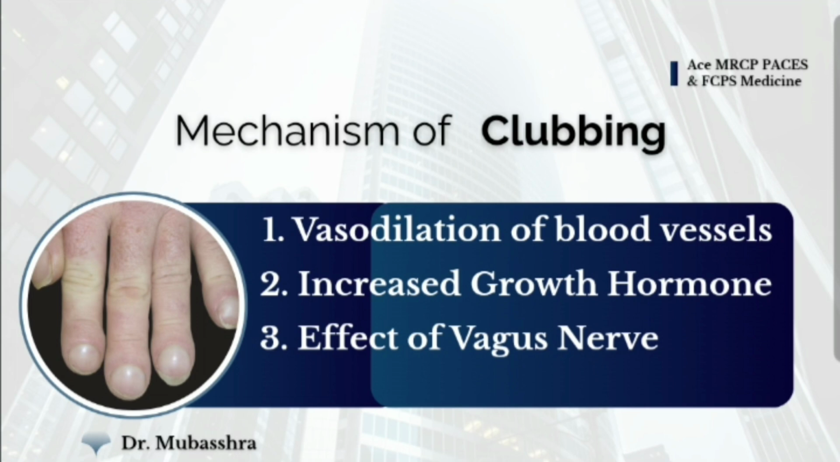Another very common mechanism of clubbing is that megakaryocytes and clumps of platelets may stream in the blood vessels of the digits and release platelet derived growth factor, vascular endothelial growth factor, and other chemicals as well. And as a result, there is increased capillary permeability, fibroblastic activity, and arterial smooth muscle hyperplasia, which could result in clubbing.